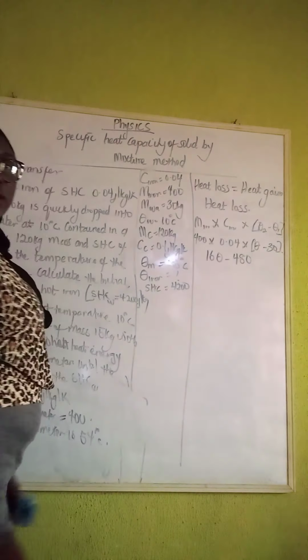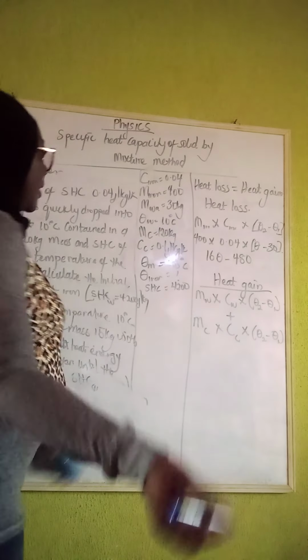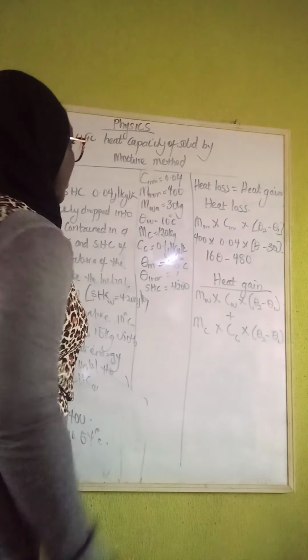The its gain, let's start with that of the water first. Mass of water times specific heat capacity of water times the change in temperature, plus mass of the copper calorimeter, specific heat capacity of the calorimeter, times change in temperature, because the two are together. The water is contained in the calorimeter. The calorimeter and the water are the ones gaining the heat.